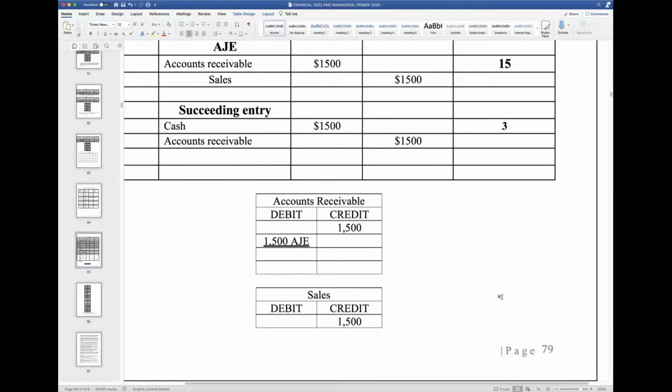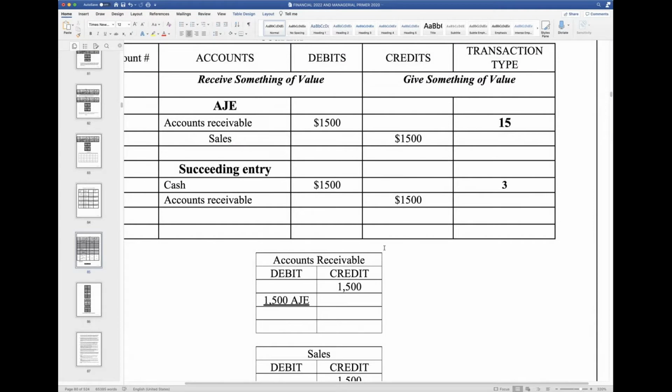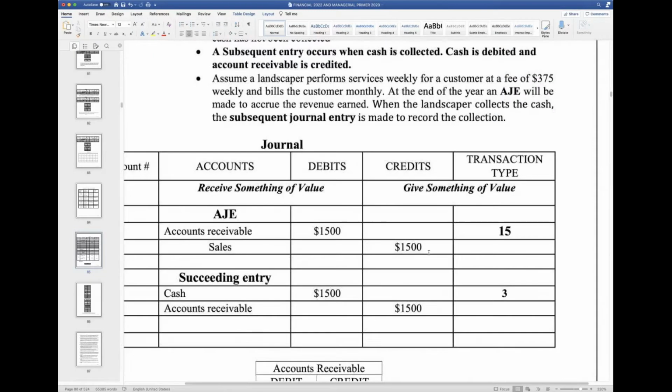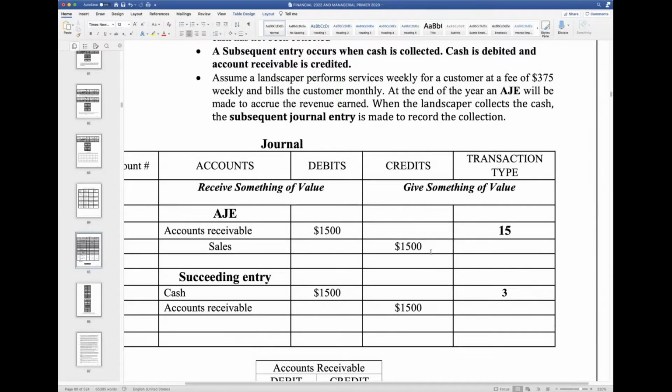And your T accounts look like this. Why is it sales instead of cash? Okay, the workers for the landscaper come and do the work. I'm the owner. I don't let my workers collect. I send a bill to the customer and collect that way.